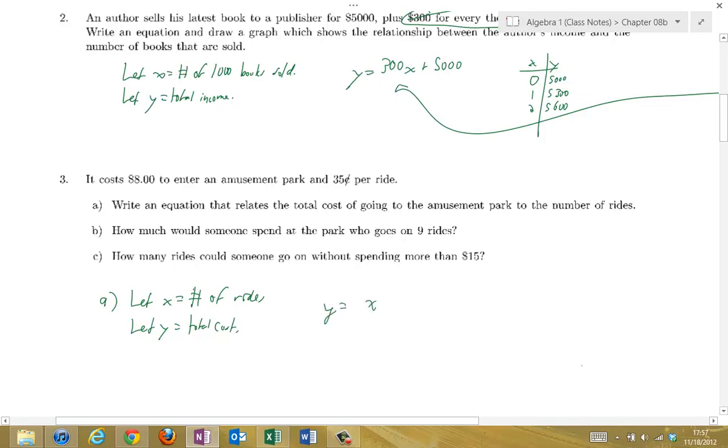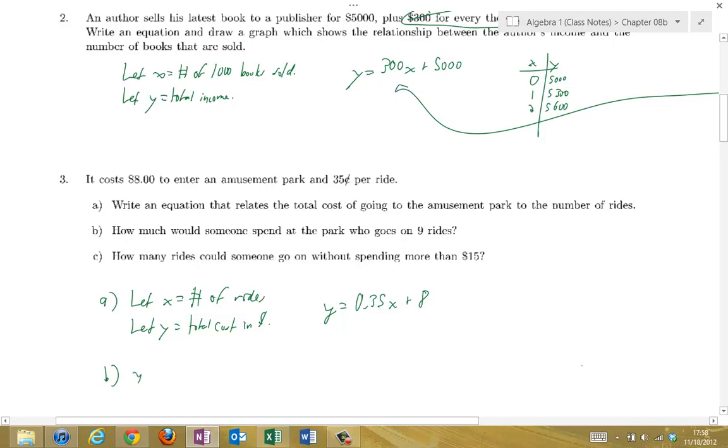The equation would be y equals how many rides you go on, x, times how much it costs per ride, 35 cents. We're going to want to make that 0.35. Then we have x plus 8, so that the total cost is in dollars. It makes sense here to have it in dollars rather than in cents. Part B, how much would it cost for someone to go on 9 rides?